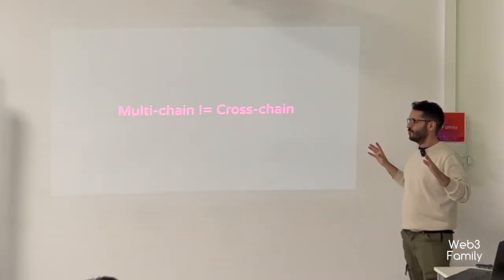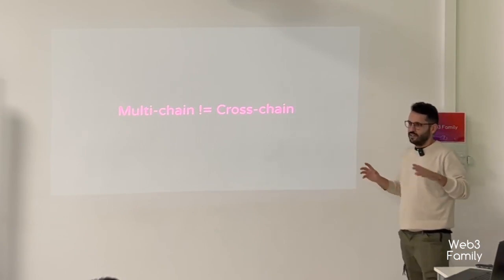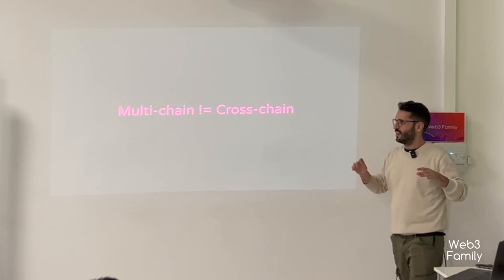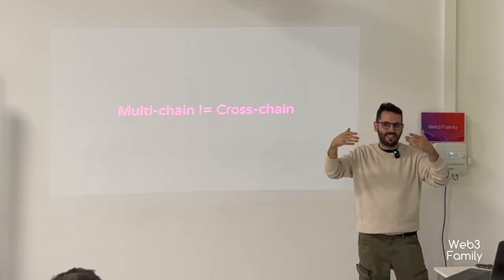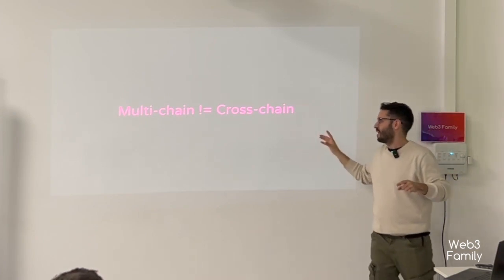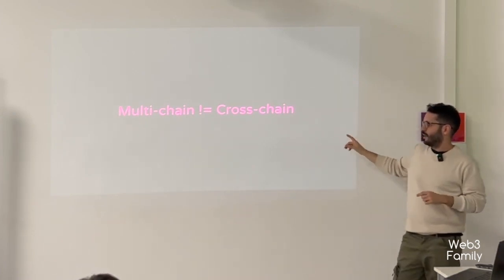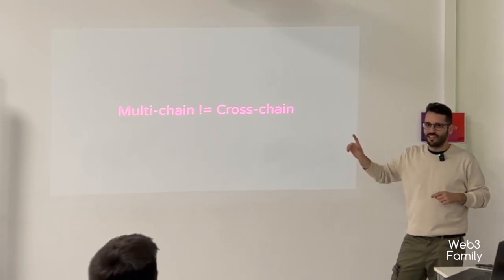So multi-chain is what I told you, for example, Uniswap on different blockchains. And cross-chain is the ability to send messages or this kind of data from one blockchain to the other. Because something that I didn't mention before, and it's important and I saved it for this moment, is that blockchains are isolated networks.